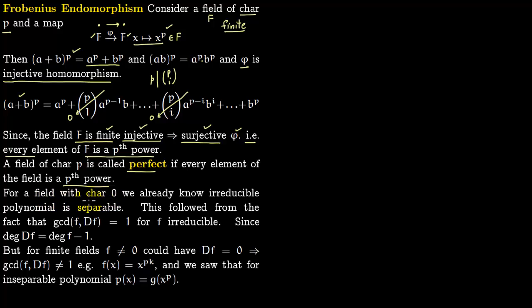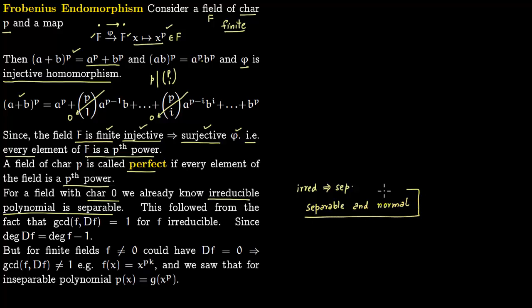Now for a field of characteristic 0, we already know that an irreducible polynomial is separable. We saw before that irreducible gives you separability for free, and this was seen in the lecture on separable and normal extensions. That is a very important lecture, and it is a good idea to recall the results we discussed there, because all those results are going to be used in this lecture. This result, irreducible implies separable, followed from the fact that the greatest common divisor of the polynomial f and the derivative of f is 1 for f irreducible.